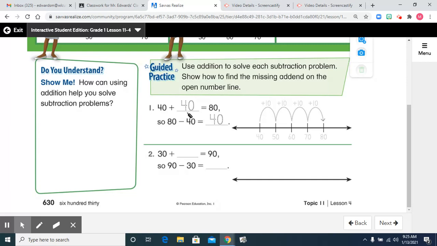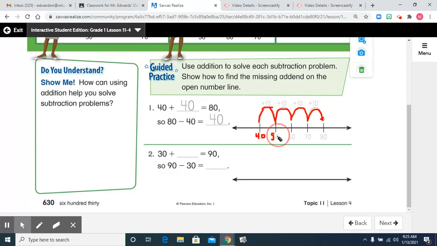Okay, so 40 plus blank equals 80, so 80 minus 40 equals blank. Okay, they started on 40, so everybody trace 40. And they wanted to get to 80, so they took hops, counting by tens, till they got to 80. So count by tens. 40, 50, 60, 70, 80. So there's 80. Now fill in the numbers underneath.